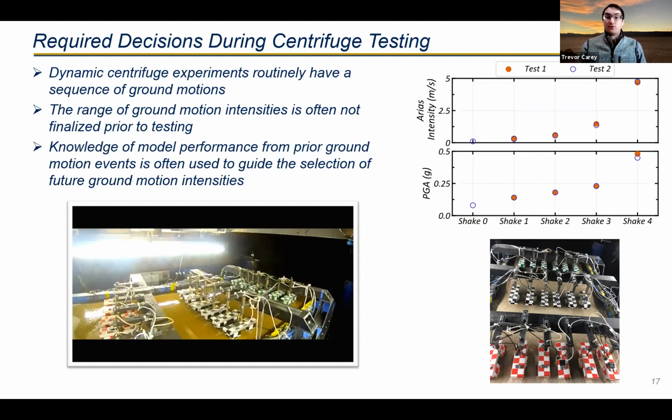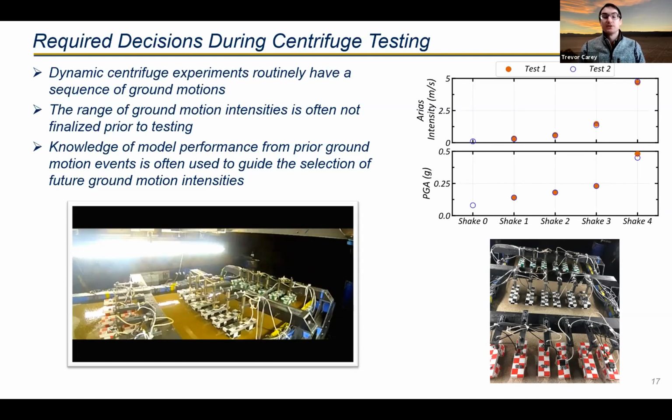The knowledge of the model performance from prior shakes is often used to evaluate or select the future intensity of the ground motion. So all the shakes that you see in this figure, shake 1 was informed upon shake 0, and shake 2 was informed upon shake 1. So we're using that information and building on it to create a better, more informed decision of the model response during shaking.